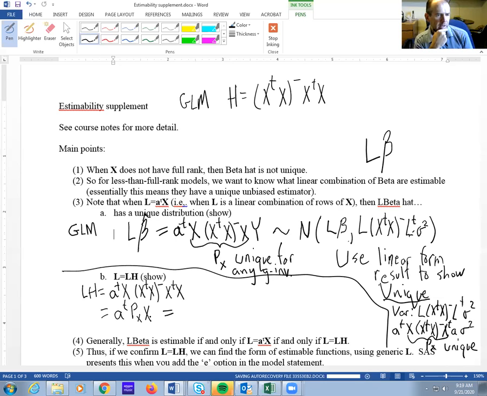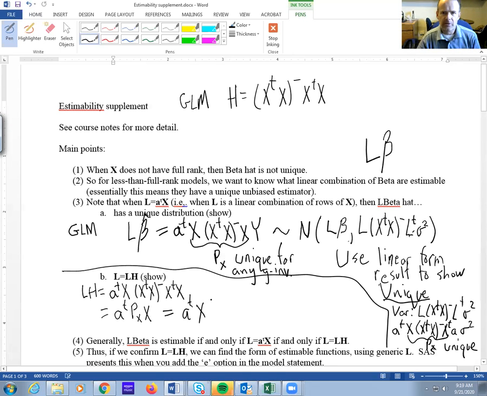So X is in the column space of X, right? So if you're projecting something that's already in there, is it going to change it at all? No, it's not. So this is equal to A transpose X, because X is already in the column space. You're not going to change it. So Matt was right on that one. So it's A transpose X, that's equal to L. So we've shown that when L has the form A transpose X, then LH is equal to L.